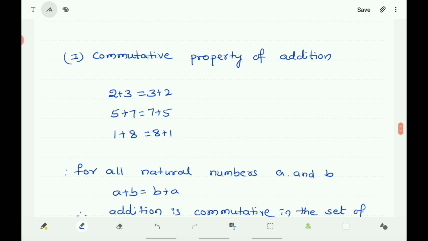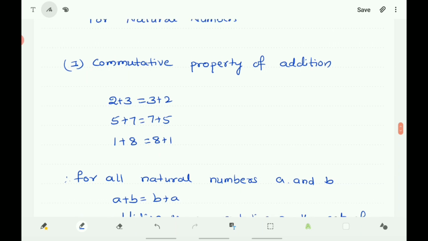Here you know that take any two natural numbers. So let us take 2 and 3 and you add 2 plus 3, that becomes 5, and 3 plus 2 is also 5. You know that both in LHS and RHS you will get 5 only, therefore you can say that 2 plus 3 is equals to 3 plus 2. And also you know that 5 plus 7 is equals to 12, 7 plus 5 is also equals to 12, therefore you can say that 5 plus 7 is equals to 7 plus 5.